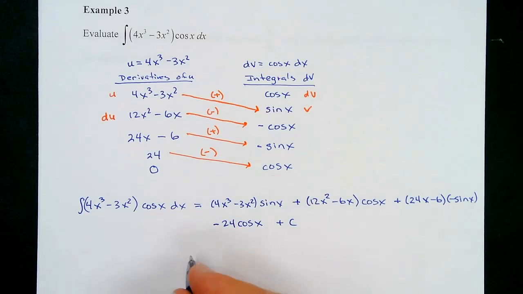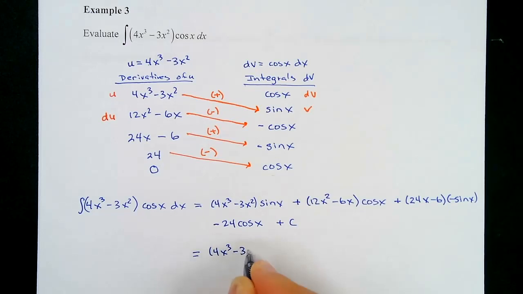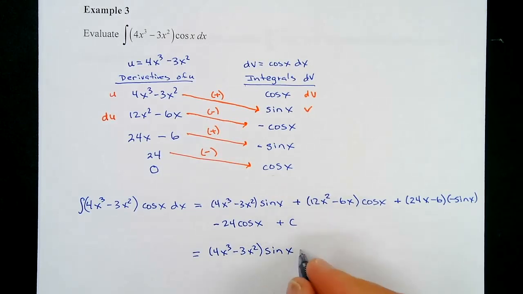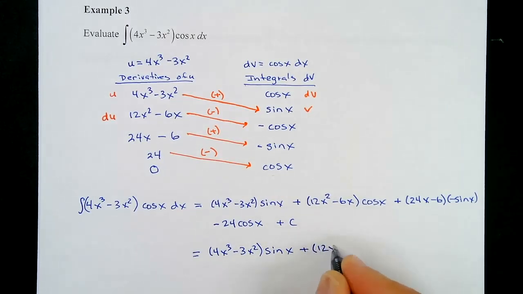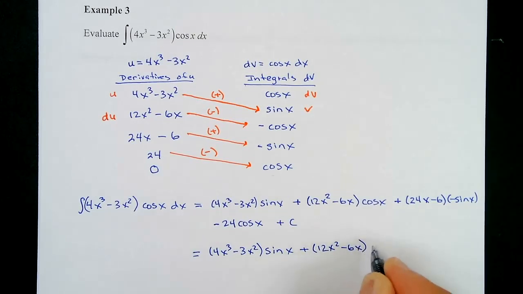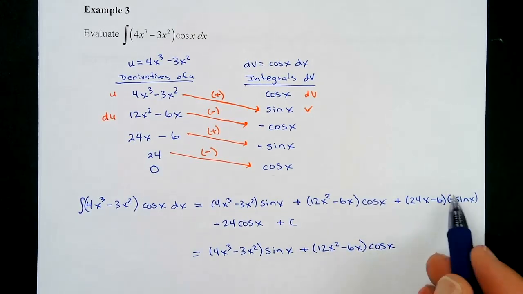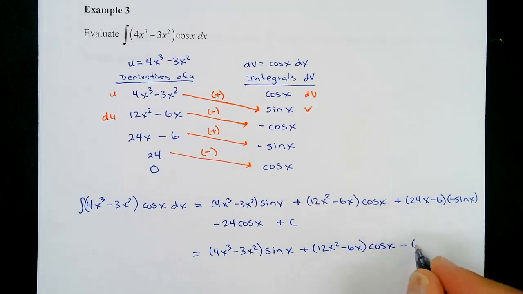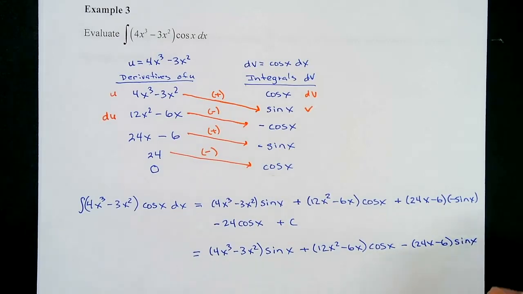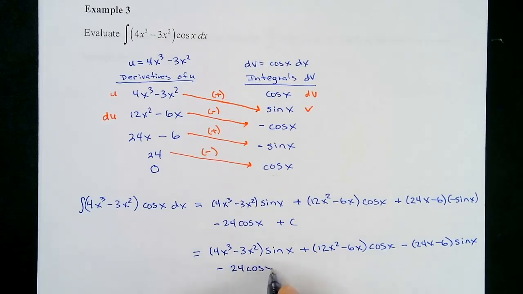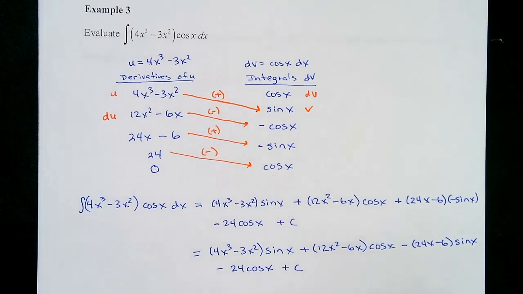All right, so I'm going to clean this up a little bit one more time. Okay, so this is 4x cubed minus 3x squared times sine of x. And this is plus 12x squared minus 6x cosine of x. And I'm doing this because I should have made this one minus. So minus 24x minus 6 times sine of x. And then minus the 24 cosine x plus your constant c. And that would be the answer to this integration problem.